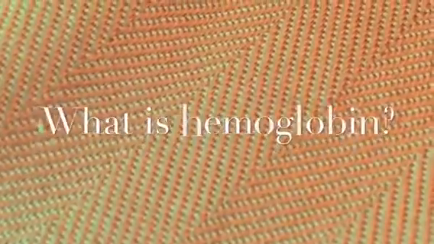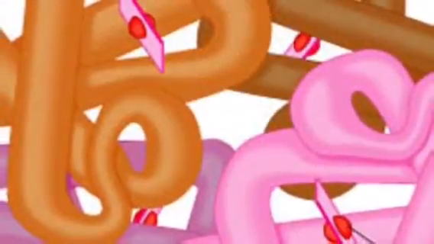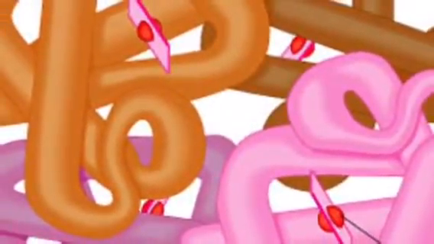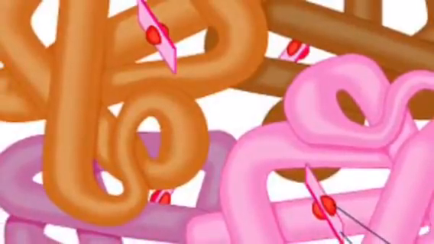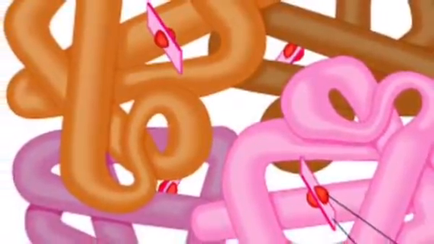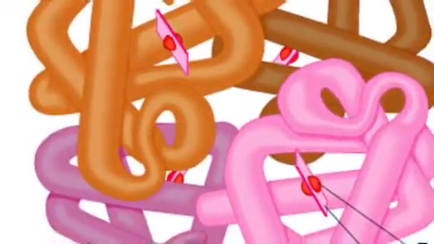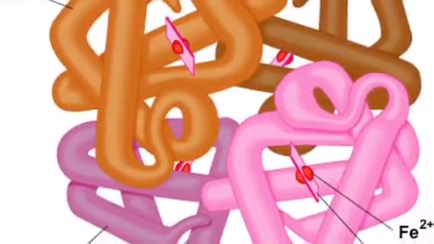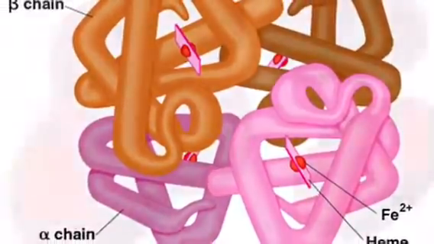Some people may be asking themselves, what is hemoglobin? Hemoglobin is a protein that helps carry oxygen from our lungs to all the organs in our body. People who do not have the sickle cell trait have hemoglobin A. People who do have the sickle cell trait have hemoglobin S.